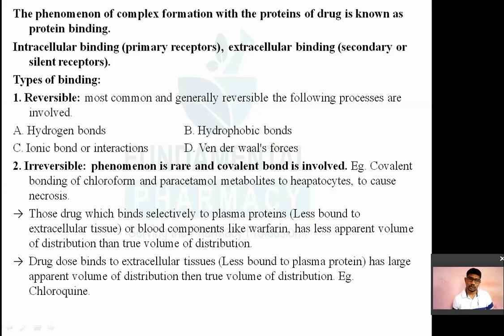So here you should recall what is meant by volume of distribution. That is the hypothetical volume of drug in the various body fluids. Now those drugs which bind selectively to extracellular tissue or extravascular tissue, that means they bind less to plasma protein, and they will have a large volume of distribution. They will have a large apparent volume of distribution than true volume of distribution.